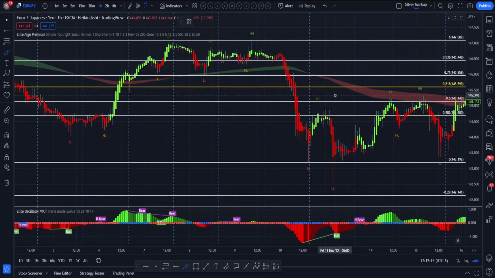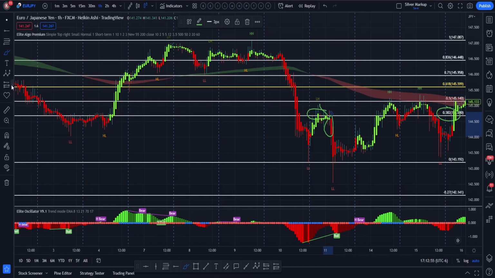Looking here, price bounced off the 38.2 right here. Price bounces off of that, and simply what I'm looking for is for price to change color and close. So I get trend, I identify my Fibonacci's using the highs and the lows that Elite Algo gives me. I wait for a retracement or a pullback to react off of a Fibonacci point. Once that happens, I just look for the confirmation, which is the change of color and closure of the candles. That's what you're looking for in this strategy.